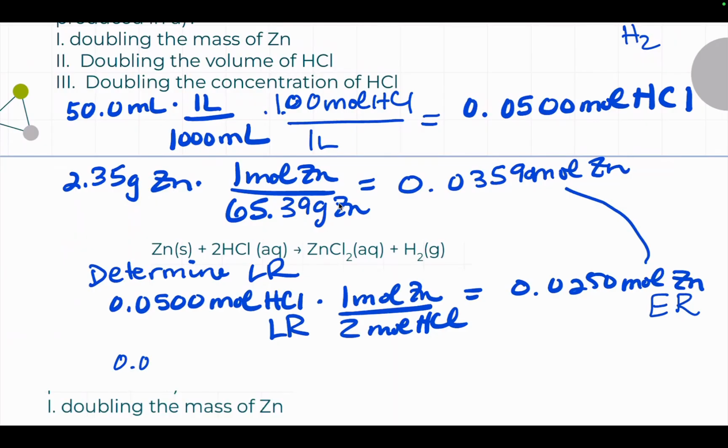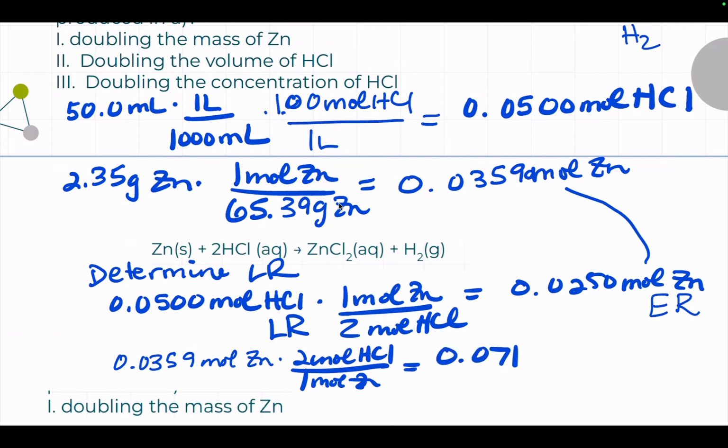So if I take my moles of zinc and convert it into moles of hydrochloric, I'm going to get 0.719, I think, moles of HCl. And you can see that I don't have that much. That means this is my limiting. I'm not going to use that number for anything, and this is my excess.